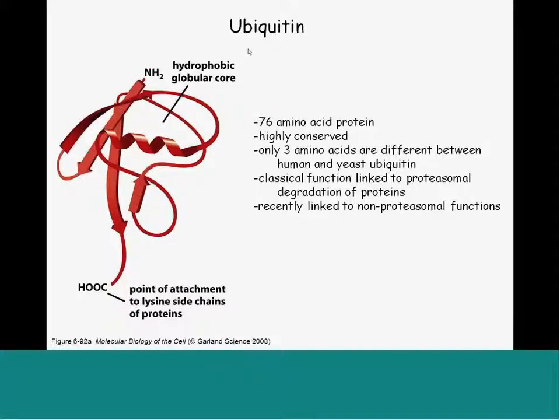So ubiquitin is a highly conserved protein. It's 76 amino acids long. There are only 3 amino acids that are different between the human and yeast orthologs. And its classical function has been linked to proteasomal degradation. However, recently it has been linked to non-proteasomal function in various processes. I'll talk a little bit about that in a second.